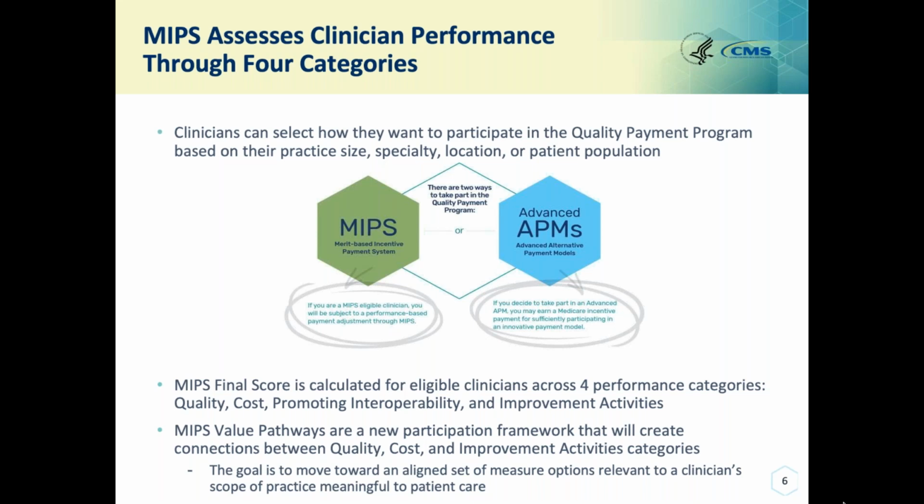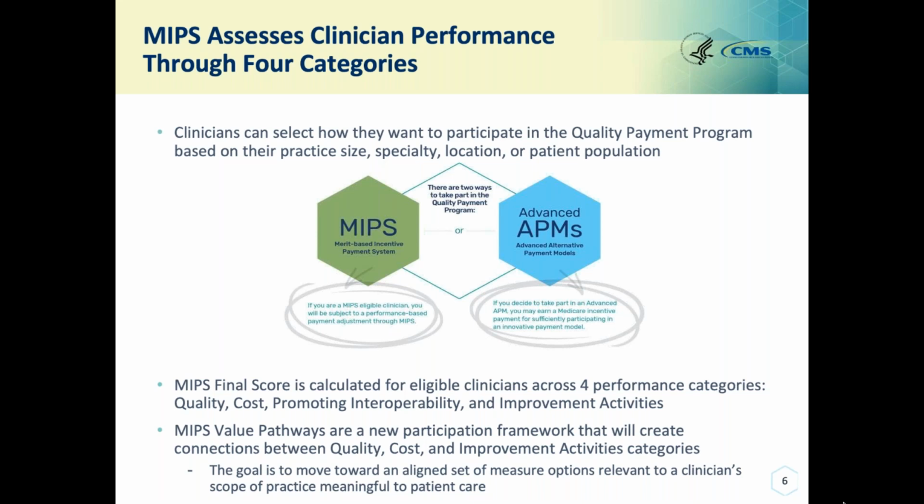The Quality Payment Program has two tracks to choose from for clinicians. First, you have the Advanced Alternative Payment Models, and then the Merit-Based Incentive Payment System, which we refer to as MIPS. Clinicians who participate in MIPS have their performance assessed across 4 categories: quality, cost, interoperability, and improvement activities. A clinician's performance score for each category is rolled up to a MIPS final score, which then determines a payment adjustment.